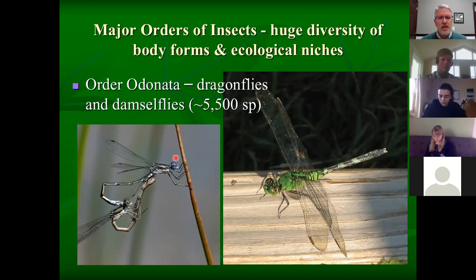Here on the left are damselflies, and here is a dragonfly. Those of you who want to see a real one? There's a dragonfly. And again, they hold their wings out perpendicular to the body. Damselflies don't usually hold them out like this.